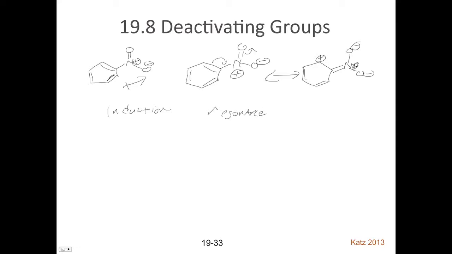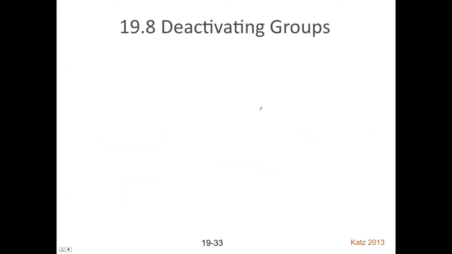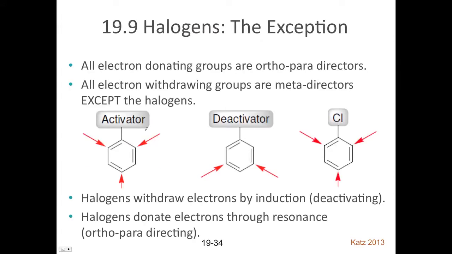Okay, let's look at a few examples, and then we'll go back to doing some more terrible drawings. And while we're talking about all this, let's talk about the exception too. Halogens. The exception. Halogens are electron withdrawing groups, but they are also ortho-para directors. So they are electron withdrawing groups, and so they are deactivators. They do deactivate, but they direct ortho-para.